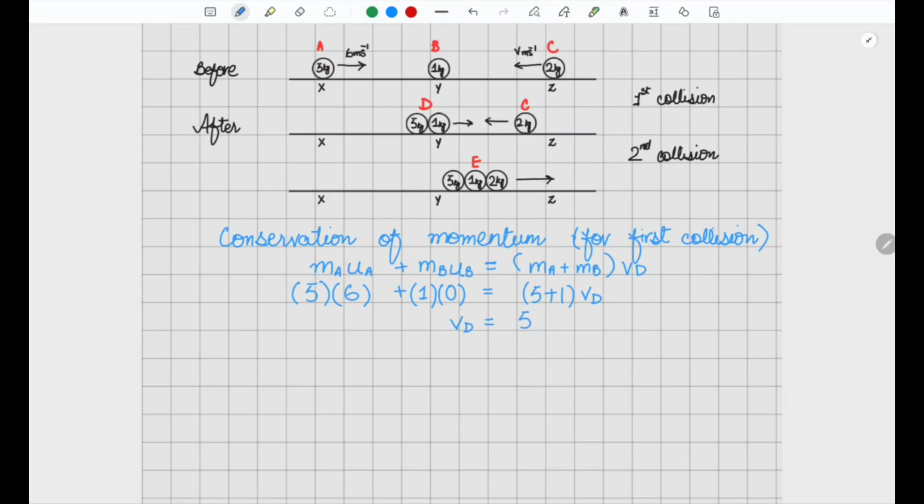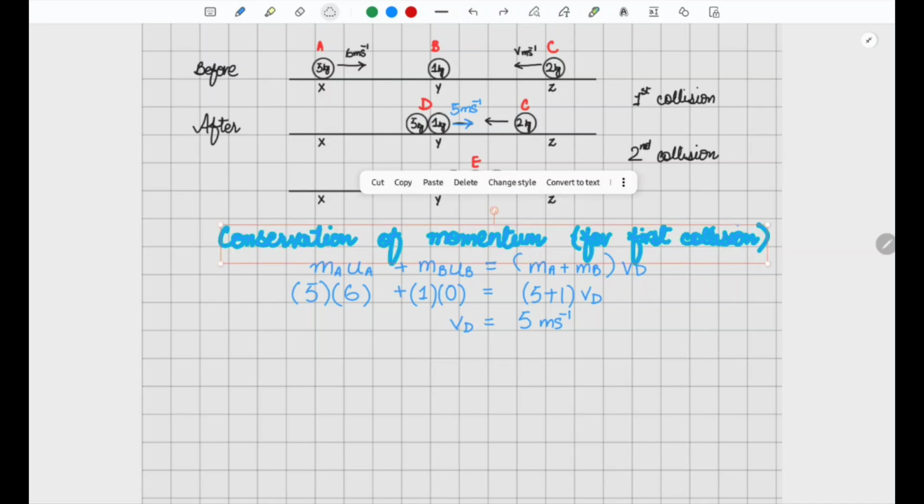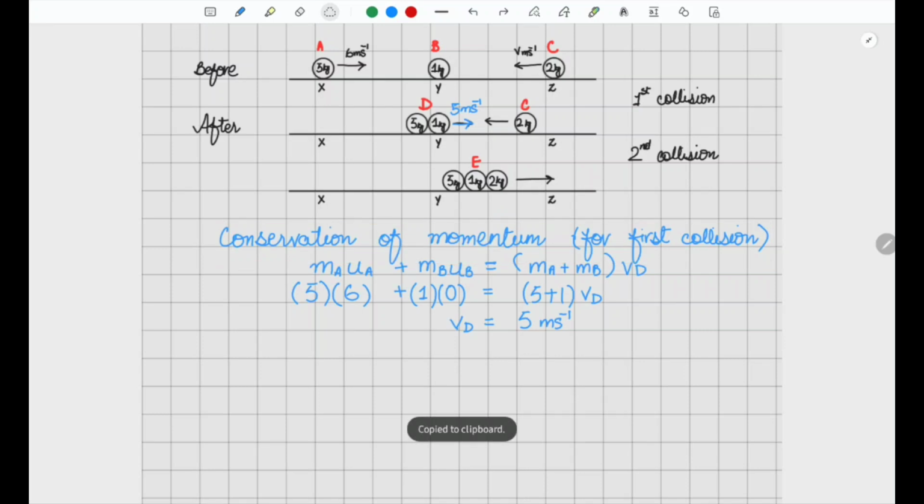5 meter per second. Okay, so now this is 5 meter per second, this velocity. Okay, we found it to be, but they haven't asked us for this one, they asked us for the velocity of E. Now considering the second collision and applying the conservation of momentum for the second collision, so instead of writing that all again, I am just copying this.